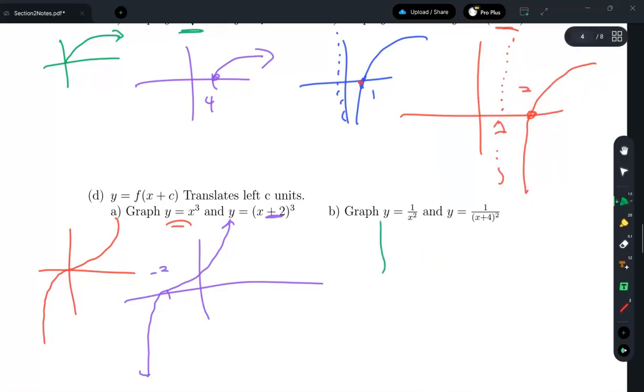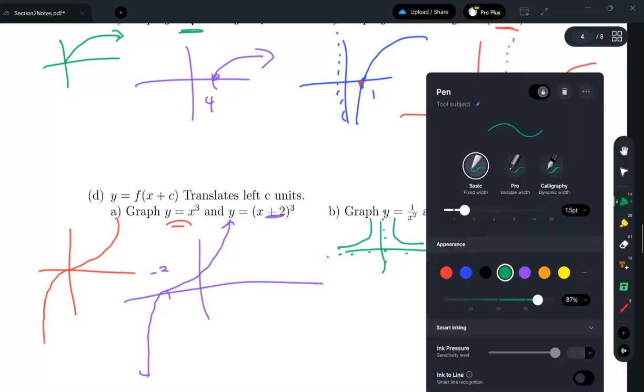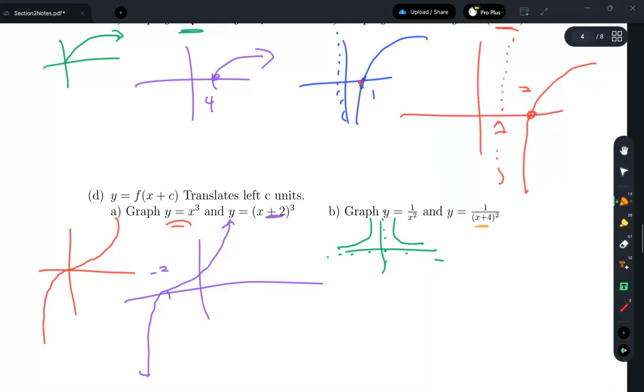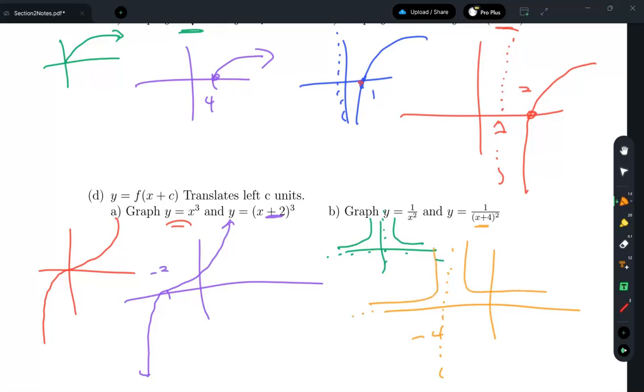And if I have 1 over x squared, you know that it's a hyperbola, with vertical and horizontal asymptotes. And so then if I do x plus 4, I know that the vertical asymptote will be at -4. And the horizontal asymptote will not change.